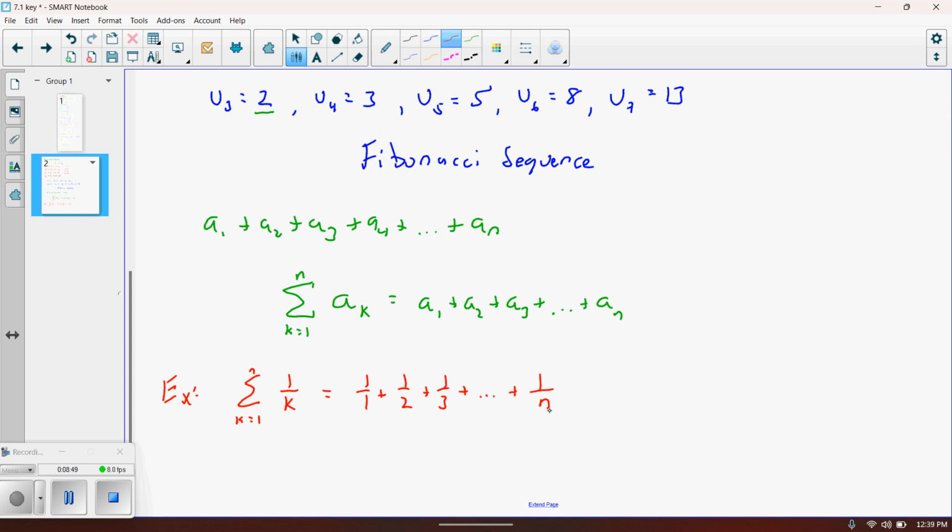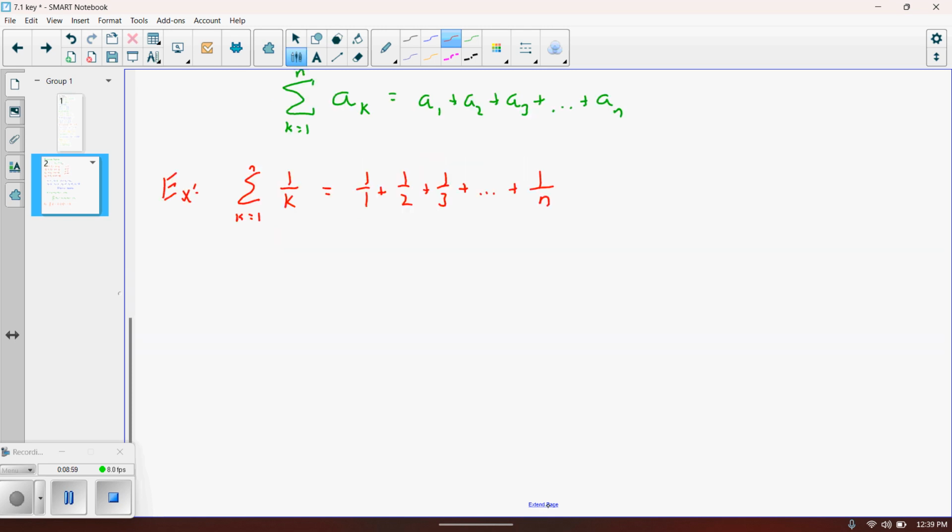Now, if you knew what n was, let's say n is 6, then you would just plug in 1, 2, 3, 4, 5, and 6, add up the values, and we'd be done. Okay, that's pretty straightforward. But now let's say we have to go the other way around. Now let's say we are given a bunch of terms and we need to write the summation notation for that.